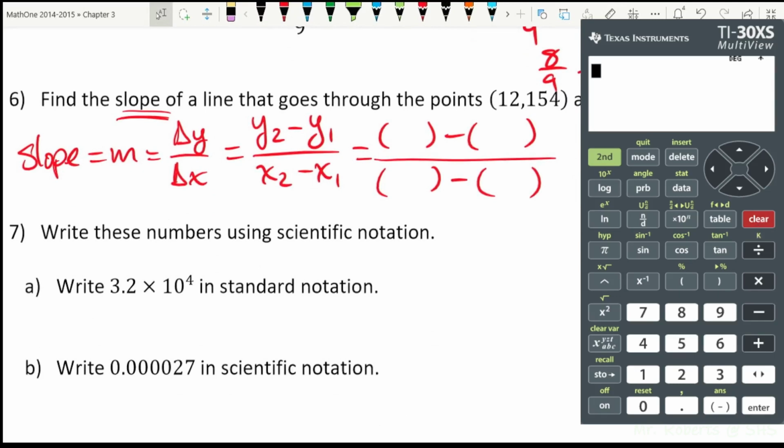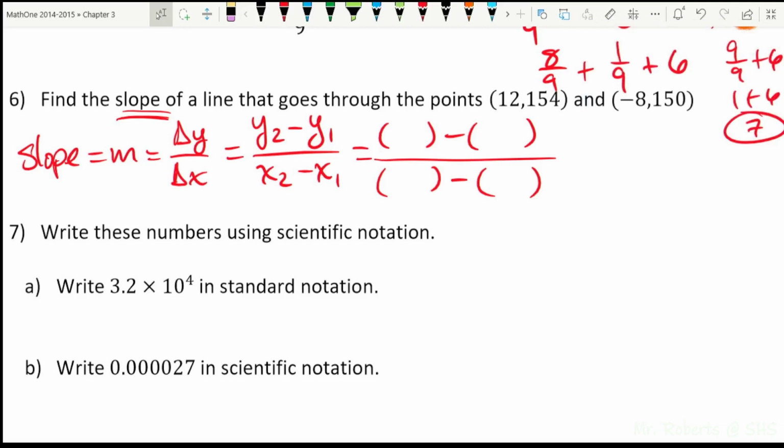So let's clear this calculator out of the way for a minute. Okay, so let's plug in what we've got. I'm arbitrarily gonna call this my first point, and I'm gonna call this my second point. And I can see that the y value at my second point is the number 150. The y value at my first point is 154. Also, I see that the x value at my second point is -8, and the x value at my first point is 12. Okay, so what am I looking at?